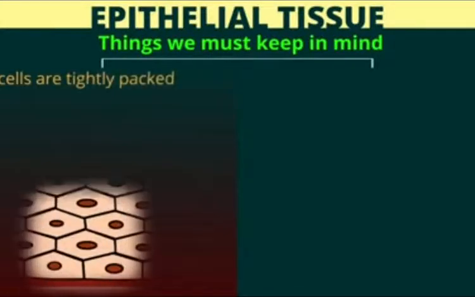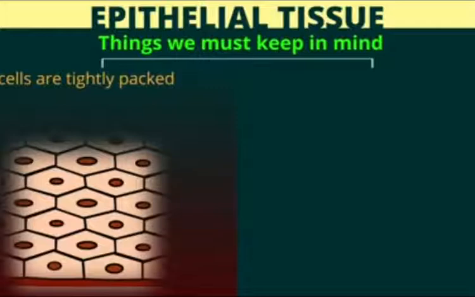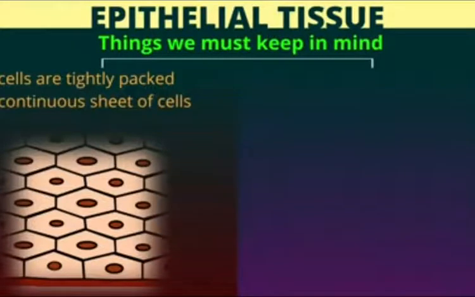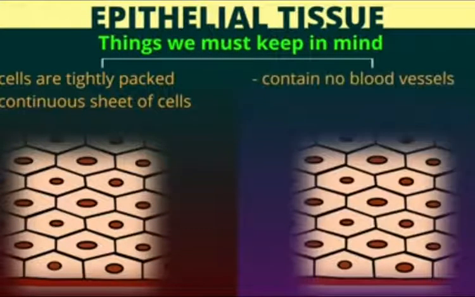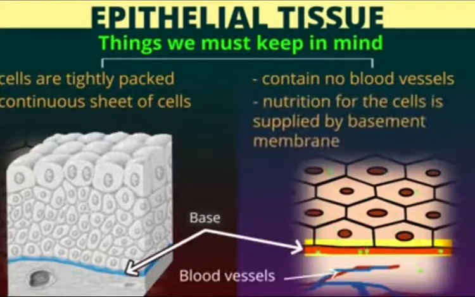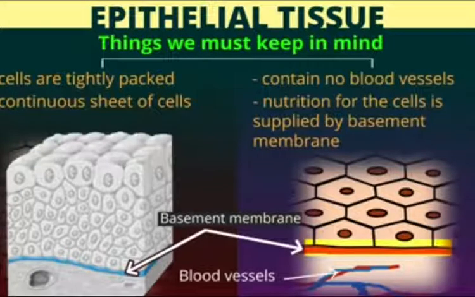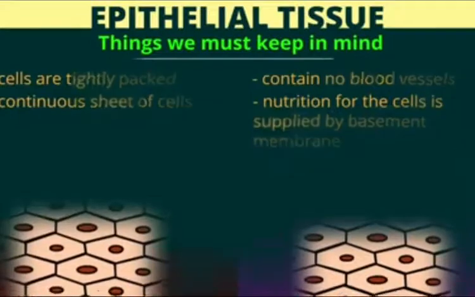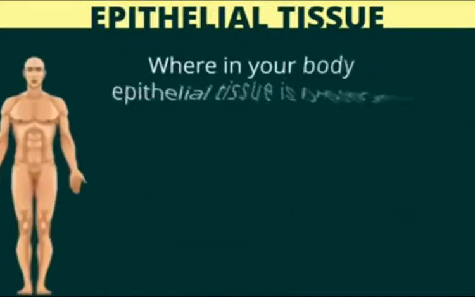We should remember that there are mainly 2 types. Okay, the cells are tightly packed with each other and they look like a sheet of cells. Have you arranged tiles on the floor? Like that it looks. There is another feature of epithelial tissue where you don't find blood vessels. At the base of the cells you find the blood vessels, right? And that base is called the basement membrane. Nutrition for the cells is supplied through the basement membrane.